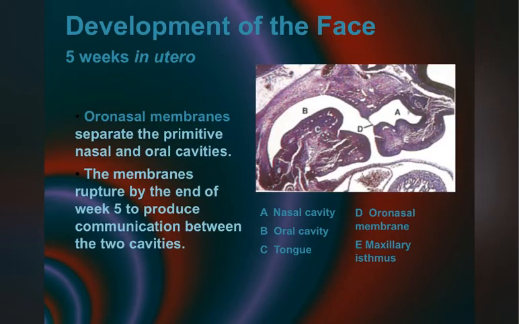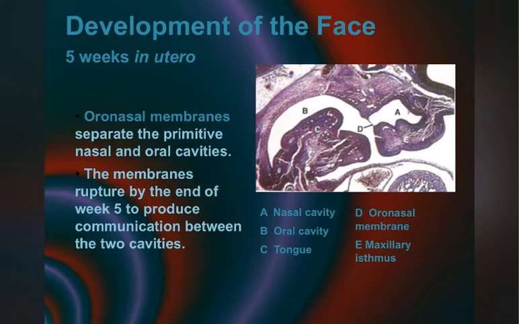This histological slide is for a human embryo during week 5. Now we can identify here the nasal cavity, which leads externally to the nasal orifice. And here we can identify a membrane separating the nasal cavity from the oral cavity.